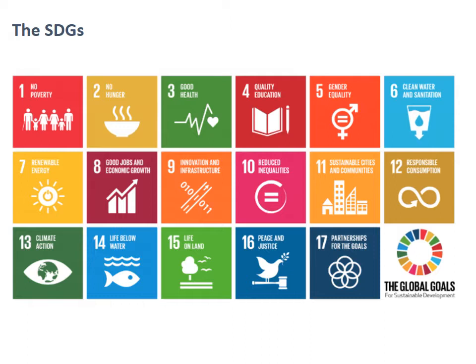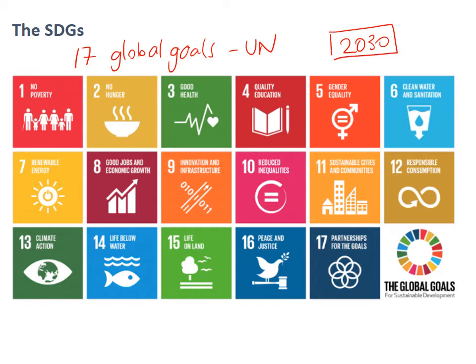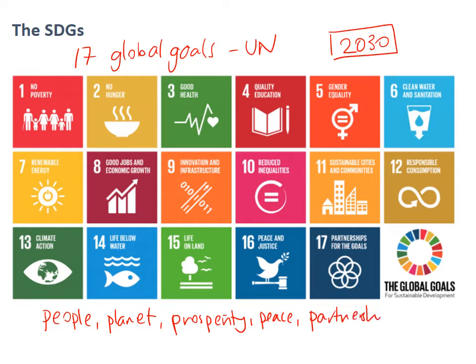So just a bit of a recap. The Sustainable Development Goals are 17 global goals. They were created by the UN, the United Nations, in collaboration with lots of countries, and they're aimed to basically meet a whole wide range of targets by 2030. With the focus on improving people, planet, prosperity, peace, and partnerships. Okay, that's just the snapshot of what those goals are.